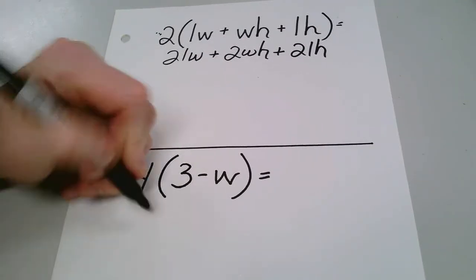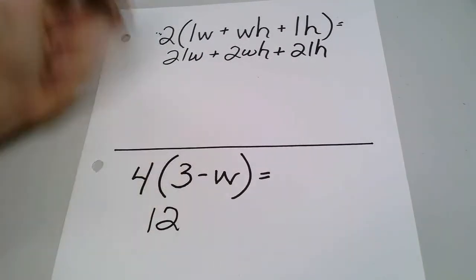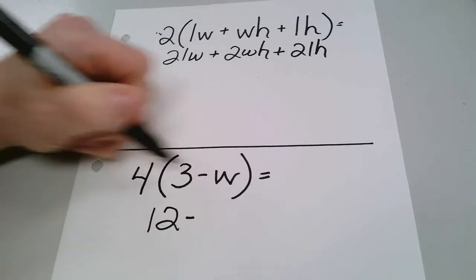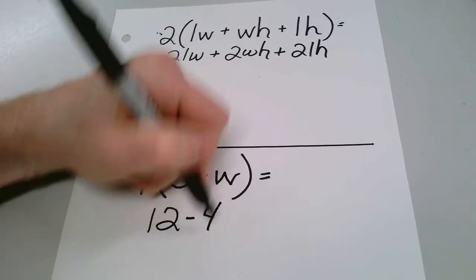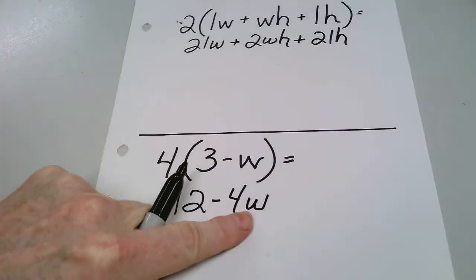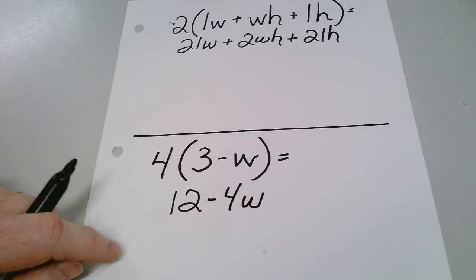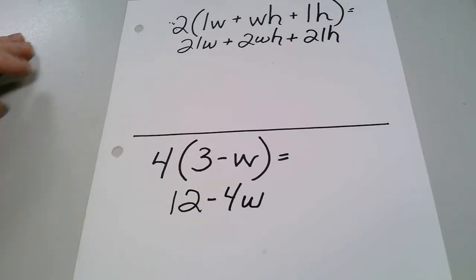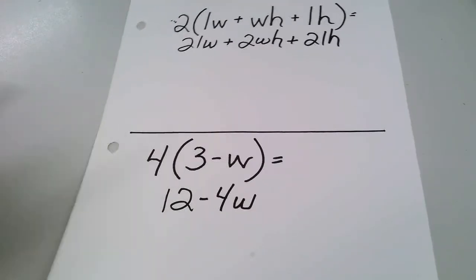4 times 3 is 12, minus 4 times W is 4W. And if we don't know what W is, and in this case I have not told you what W is, we are finished. That's it. So that is the distributive principle.